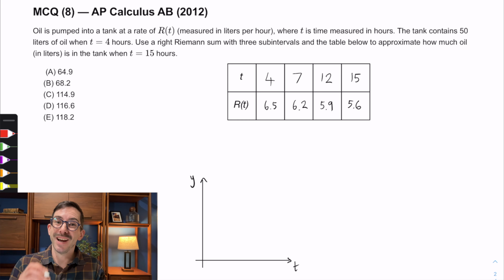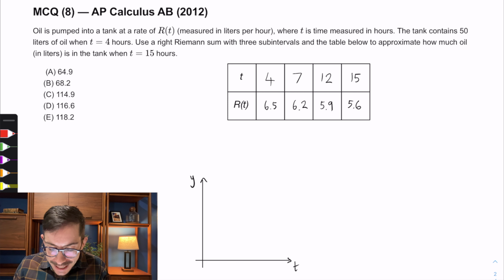Number 8, you'll remember, is the one that I said is kind of tricky and some people might not even know how to start it. So let's pay attention. Here we have oil being pumped into a drum. We know at time t equals 4 hours, there are 50 litres of oil. And by the time we get to t equals 15 hours, we want to know how much oil there is in total. We're given some values of a function r of t, which is really the rate of change at which oil is being pumped into the barrel.